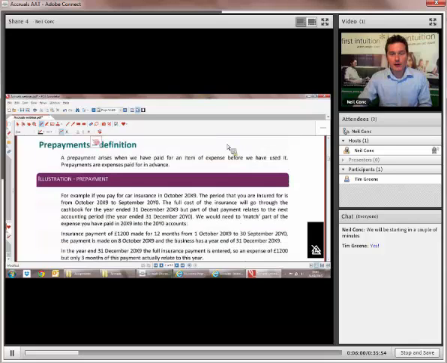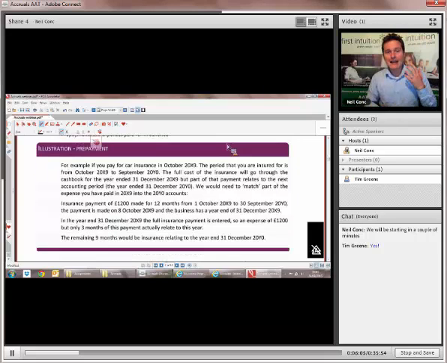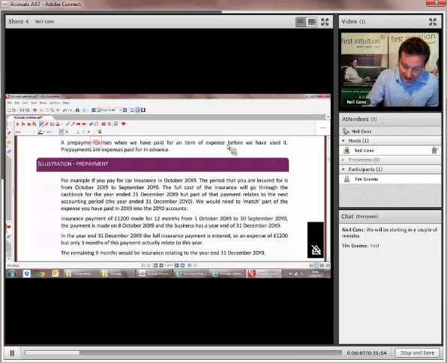Prepayments are the other way around. This is when you paid for something in advance before you've actually used it. And this will be the usual sort of things. Insurance is one that's normally paid in advance. Road tax is always paid in advance. If you've got a business that has vehicles, you'll also prepay your road tax.